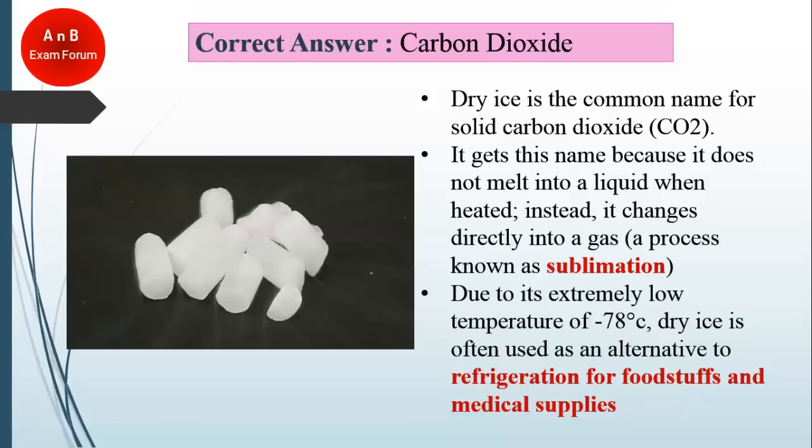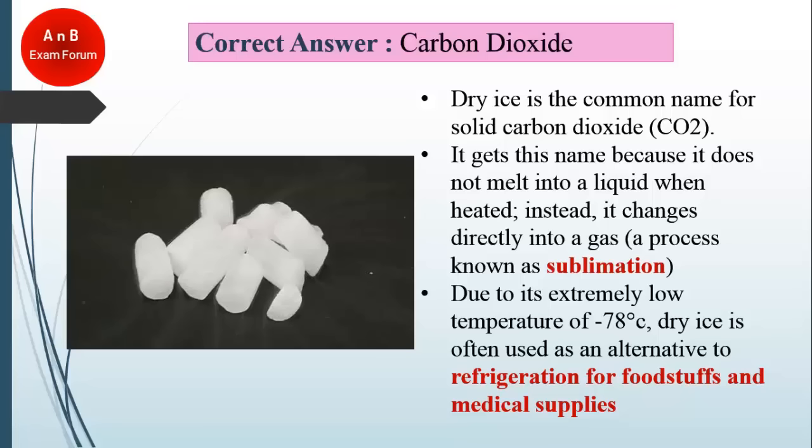And it gets its name because it does not melt into liquid, just like normal ice melts into water. This dry ice does not melt into liquid. Instead, it directly changes into a gas, and this process is called sublimation, right? So they can also ask what is the process called when a solid is directly changed into gas. The answer would be sublimation.